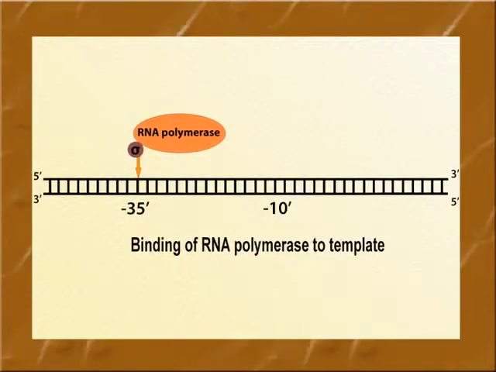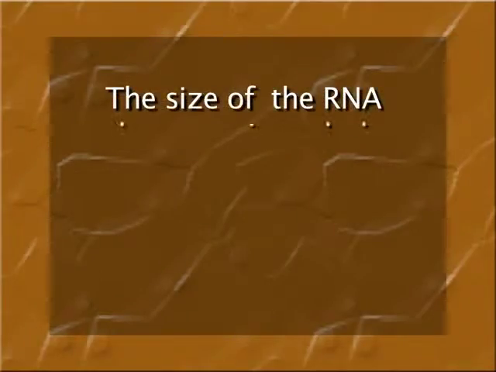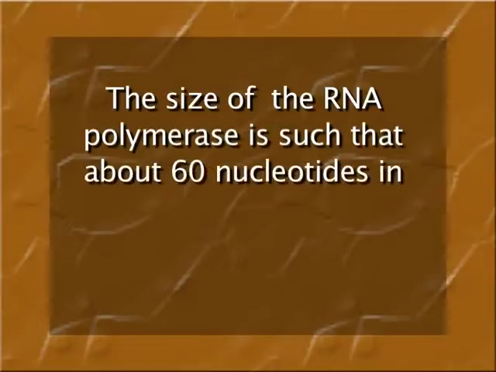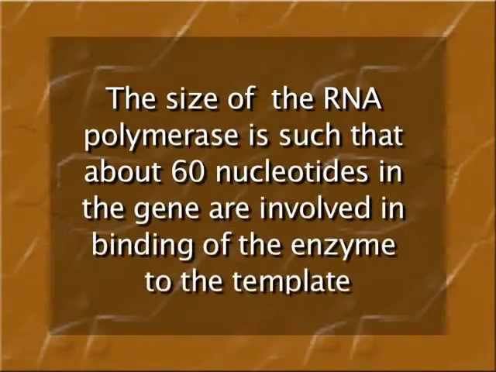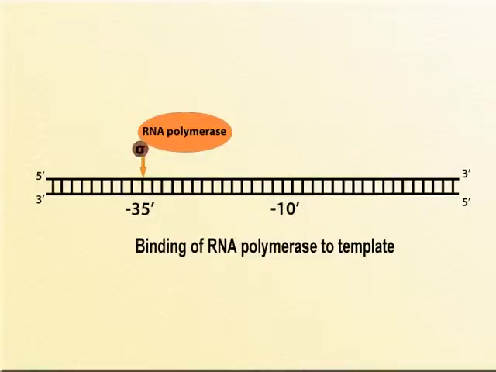RNA polymerase has to recognize the correct region of the gene and bind at that site, which is the -35 region. The size of the RNA polymerase is such that about 60 nucleotides in the gene are involved in binding of the enzyme to the template. Sigma factor has a vital role in specific binding of this enzyme with the template.